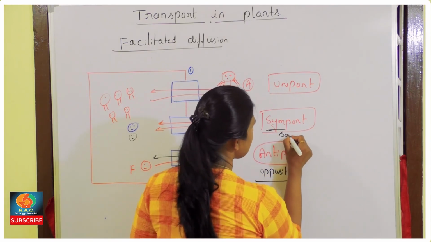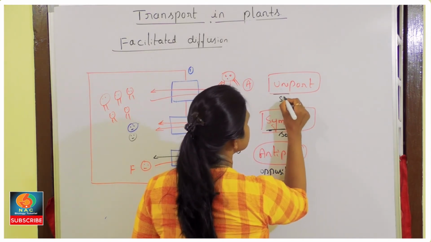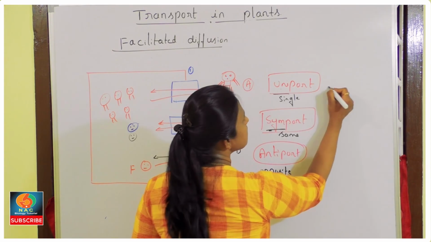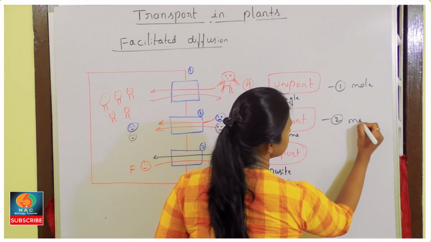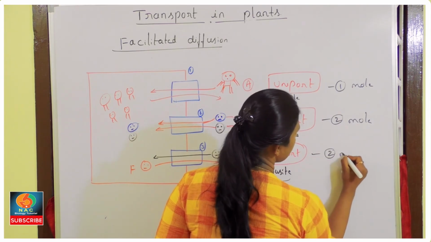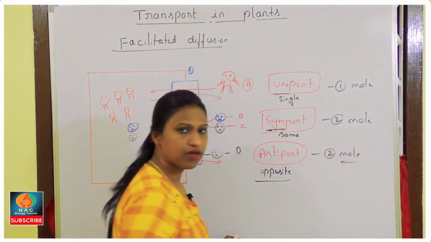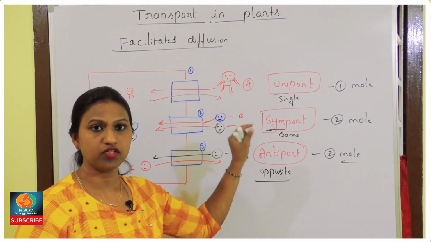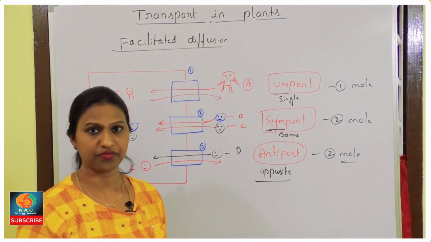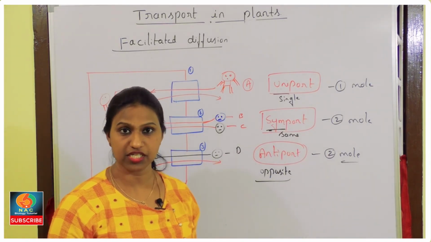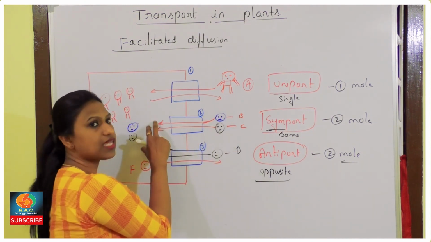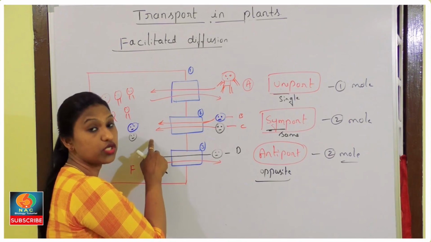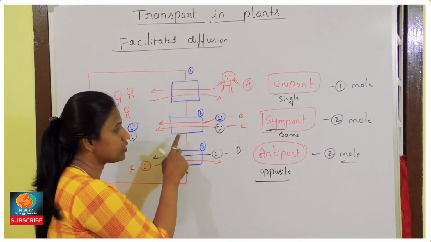Sim means same. Uni means single. This is meant for one molecule. This is meant for two molecules. This is meant for two molecules. All are following the concentration gradient. If the concentration of these two molecules is more inside, then it will not allow them to get inside, so it works with the help of proteins.